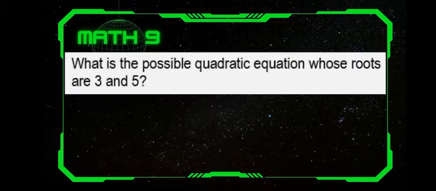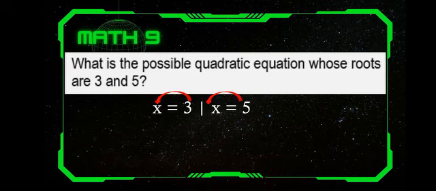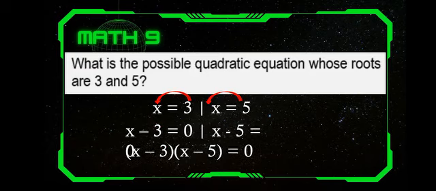What is the possible quadratic equation whose roots are 3 and 5? So here, the roots are 3 and 5: x is equal to 3 and x is equal to 5. We will reverse the process. Transpose to get x minus 3 is equal to 0 and x minus 5 is equal to 0.